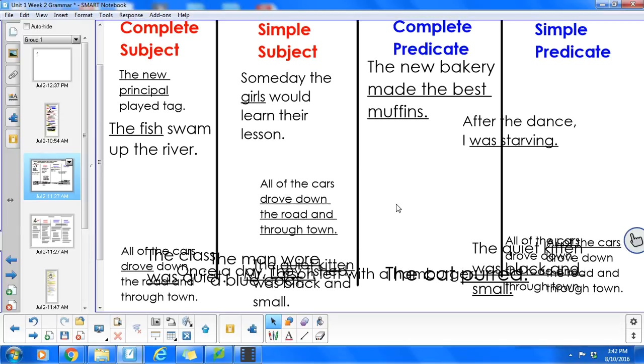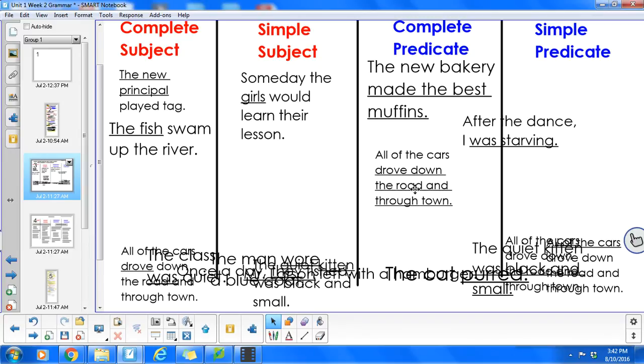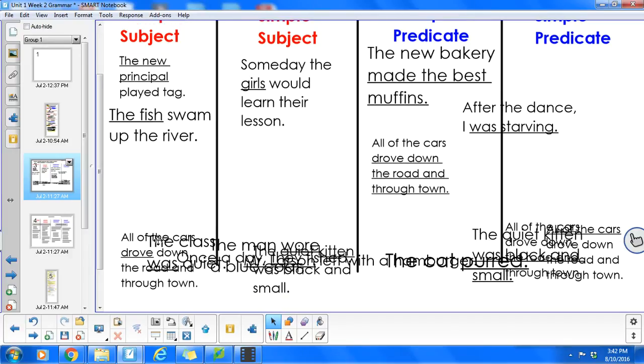All of the cars drove down the road and through town. Well, it's about the cars, and that's not underlined, so it's not in the subject section. But it is telling you what they did. They drove down the road and through town, so it's a complete predicate. Let's try a few more.